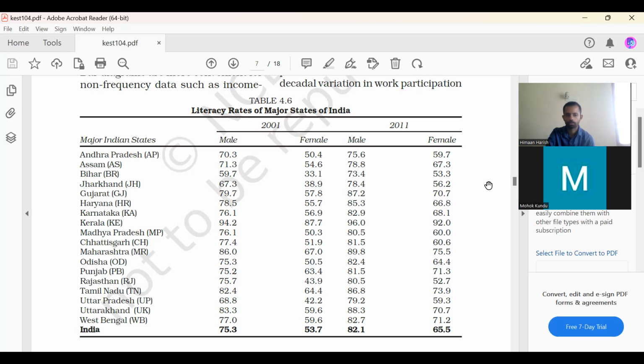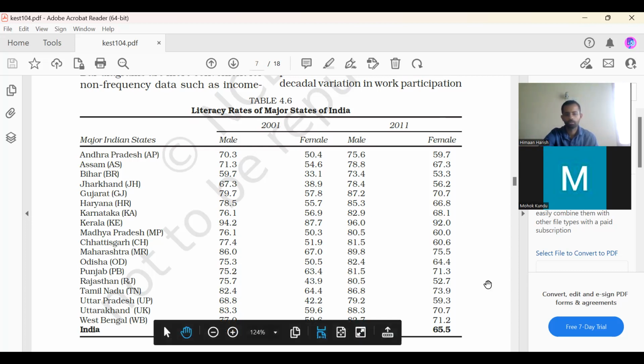And the state of West Bengal has a literacy rate of 77 point something percent for males in 2001, whereas it has 59.6 percent for females in 2001. In 2011, the literacy rate for males has increased by 5.7 percentage points, and for females it has increased by 11.6 percentage points in the state of West Bengal.